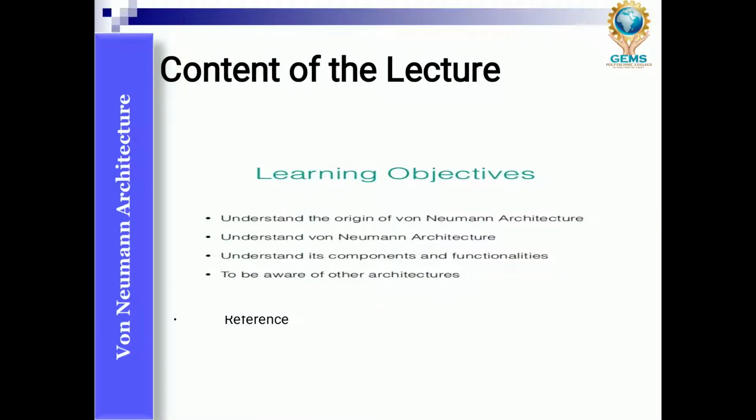This is the content of the lecture. Understand the origin of Von Neumann architecture, the first one. Understand its components and functionalities, and be aware of other architectures. And finally, the reference. So here, along with the Von Neumann architecture, we are going to see one more architecture and an example.